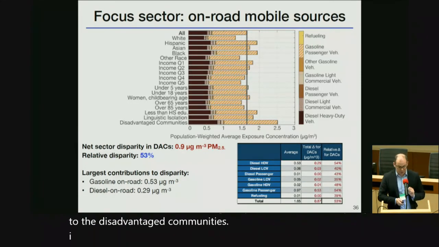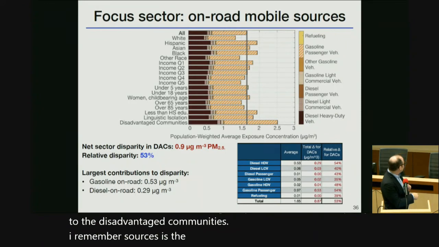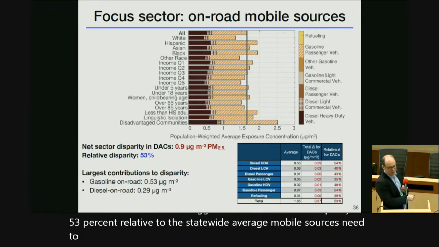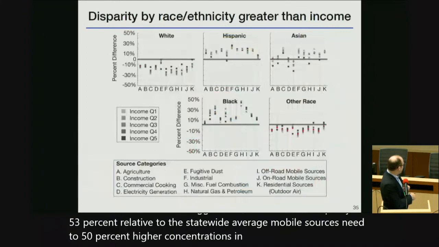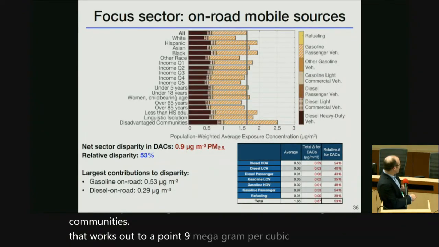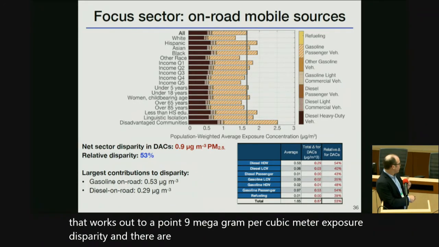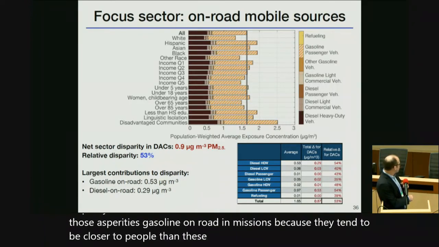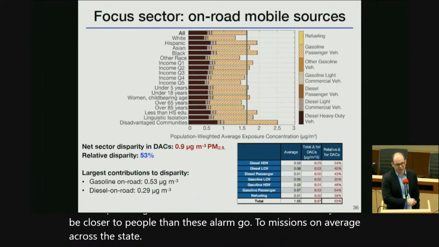On-road mobile sources is the biggest one. So its relative disparity is 53%. So relative to the statewide average, mobile sources lead to 53% higher concentrations in disadvantaged communities. That works out to a 0.9 microgram per cubic meter exposure disparity. And there are different subsectors, of course, that drive those disparities. Gasoline on-road emissions, because they tend to be closer to people than diesel on-road emissions, on average across the state, have about a 80% bigger impact.